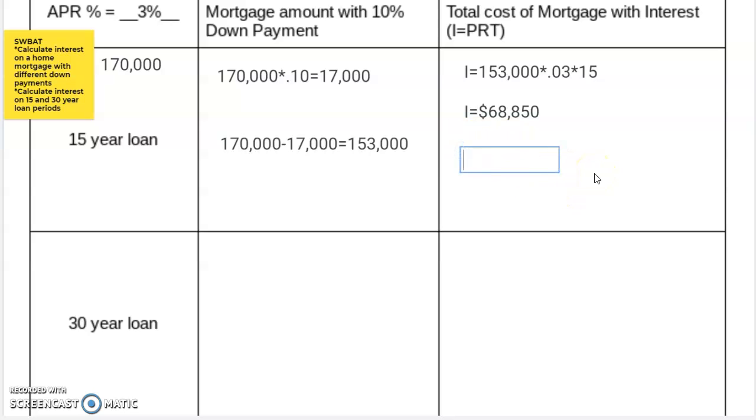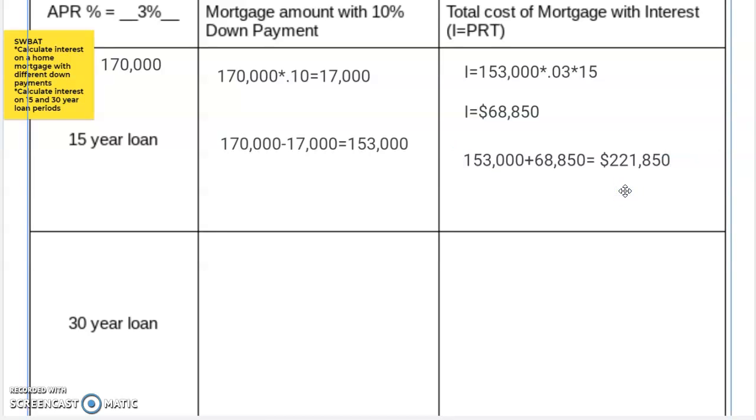So once we find our interest, in order to find the total cost of what we will be paying, we're going to take our principal amount, that $153,000, and add our interest on, just like we did with our car loans. Your total that you're going to be paying over your 15-year loan is $221,850, which is a whole lot more than our original cost of $170,000.